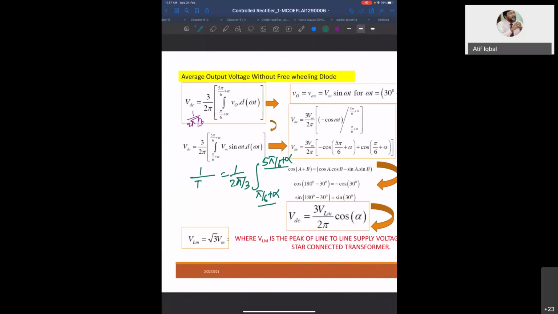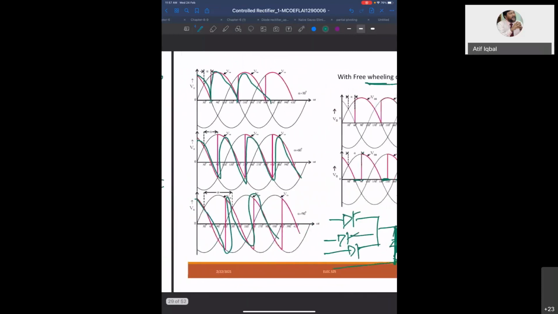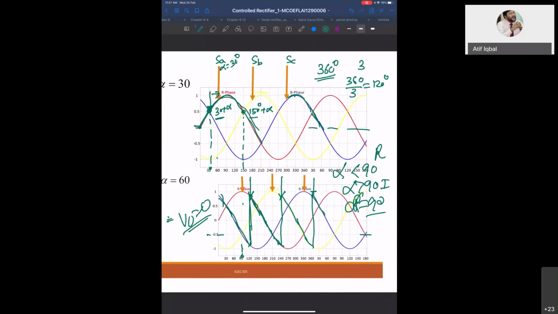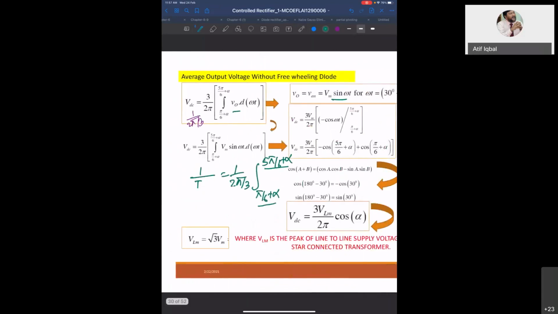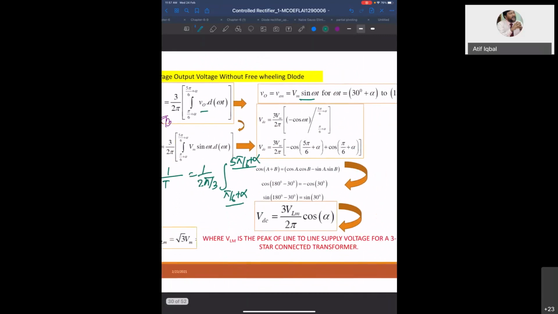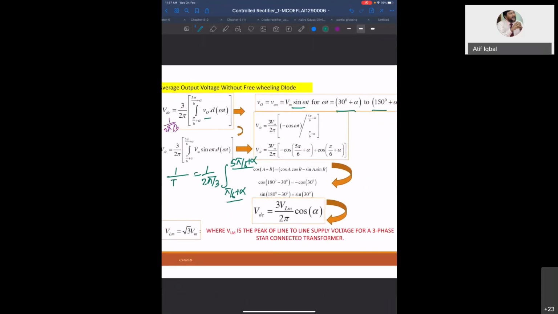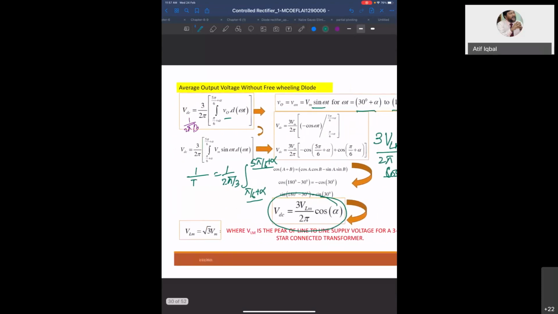This is 150 degree. And this is Vm sine omega t. So I integrate sine omega t from 30 plus alpha to 150 plus alpha. All this derivation is given. I get this as my average DC voltage: 3 into V line peak divided by 2 pi into cos alpha. Okay. So this is how you get the average voltage.